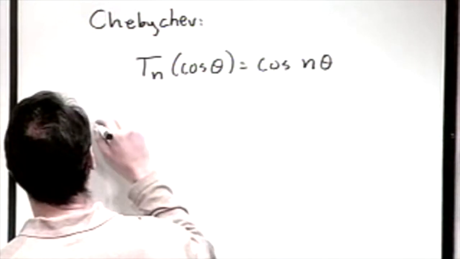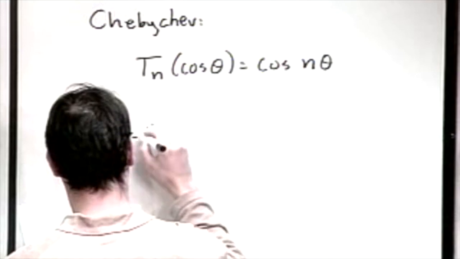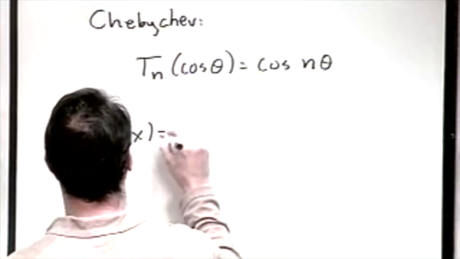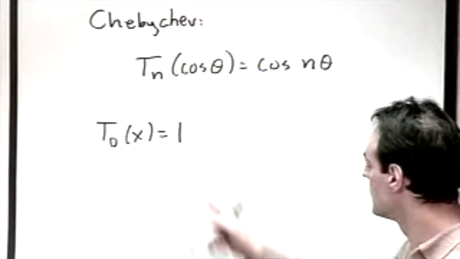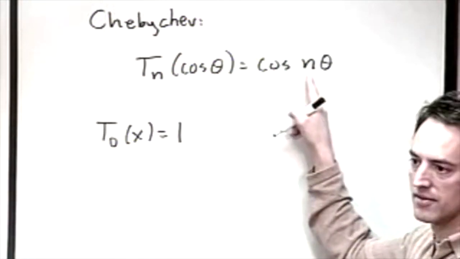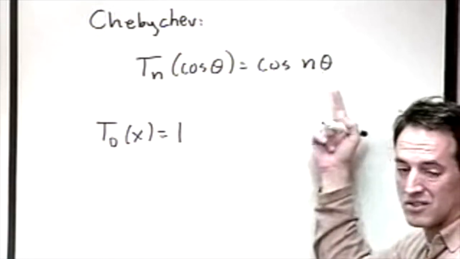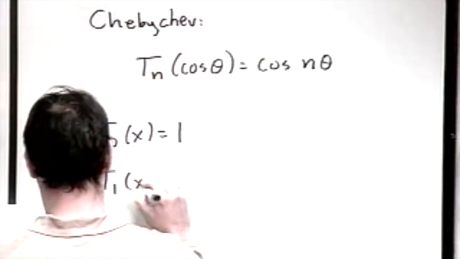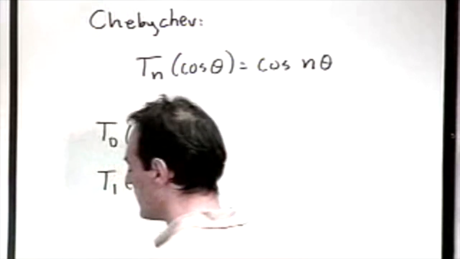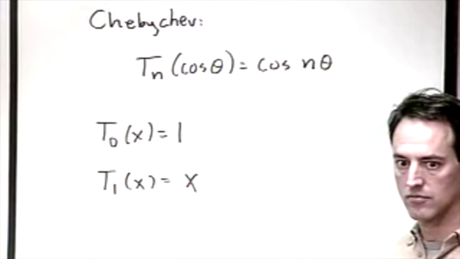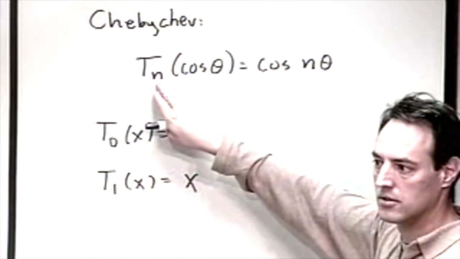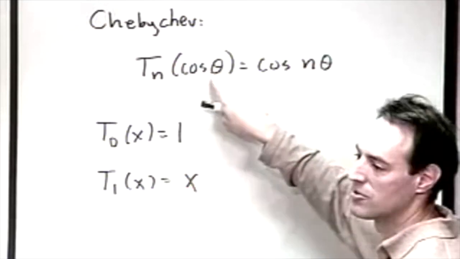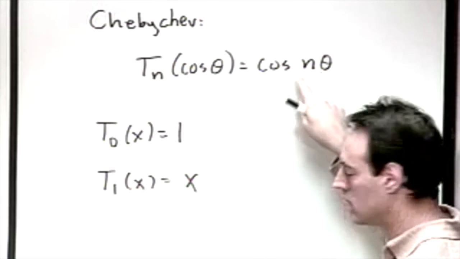Well, it gives the following. T0, and let's put it back in terms of x, is equal to 1. Put in 0 there. That's going to be cosine of 0, which is 1. T1 of x is x. Think about that. Put a 1 in here. You get T1. You get cosine theta. So if I let cosine theta just be x, then this is x.